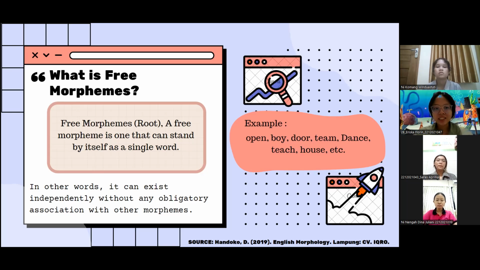In other words, it can exist independently without any obligatory association with other morphemes. And examples of free morphemes are open, boy, door, team, dance, teach, house, and study, and so on.